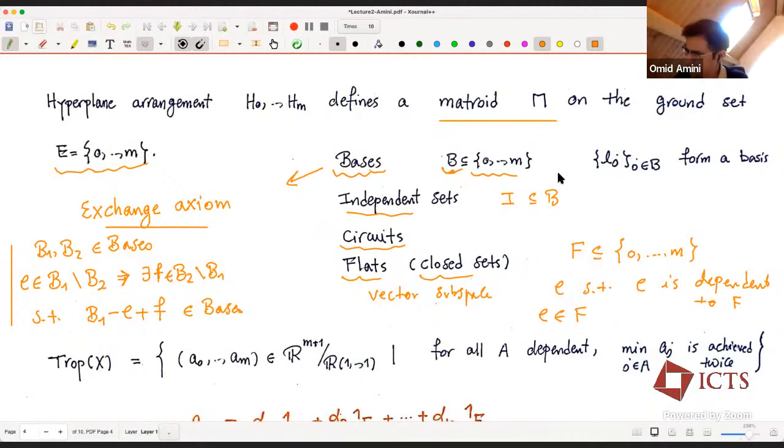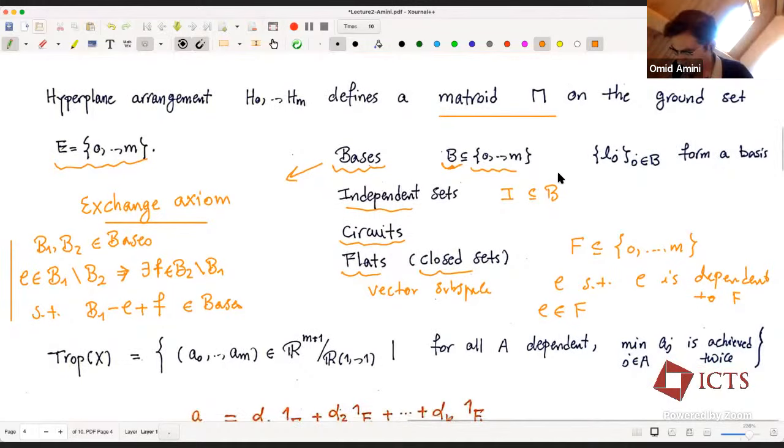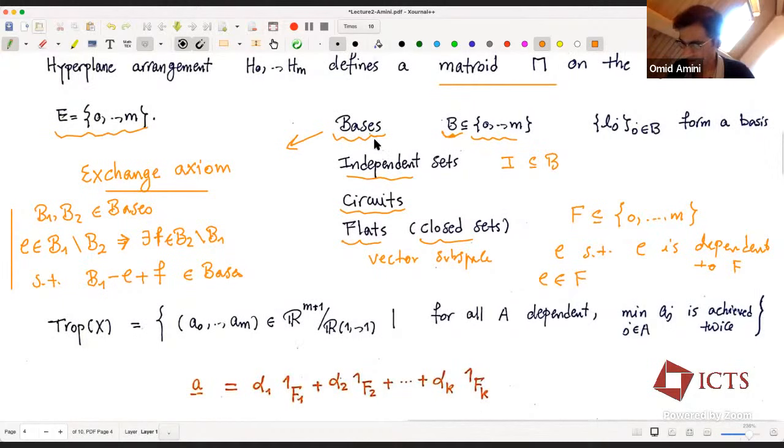Okay, so now that I gave a very, very quick introduction to matroids, let me describe the tropicalization of the complement of a hyperplane arrangement by using this combinatorial structure. So we started with a collection of hyperplanes which were defined by these linear forms. And the claim is that the matroid associated to these linear forms, basically the flats, the closed sets, determine completely the tropicalization of X. How does this work?